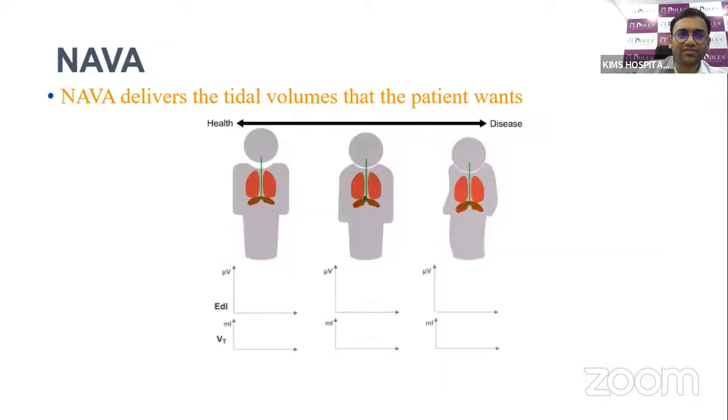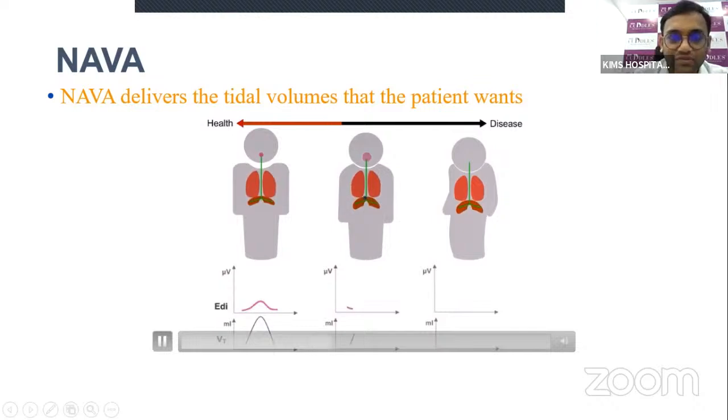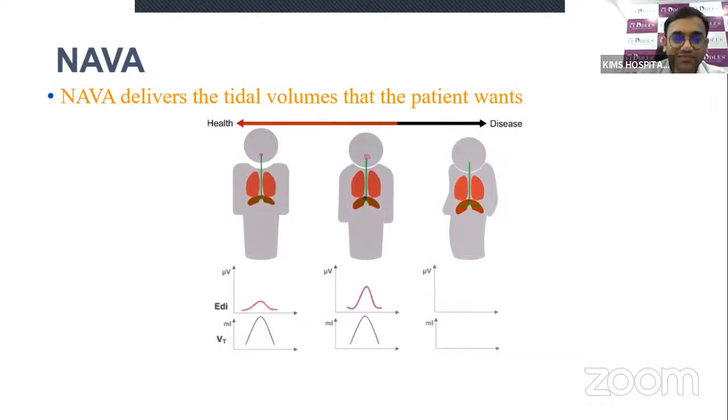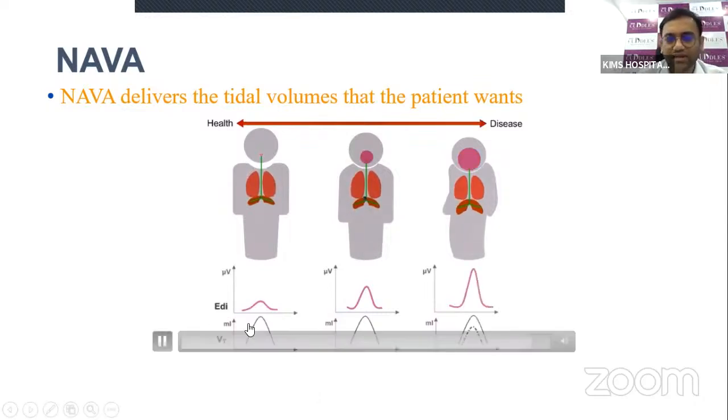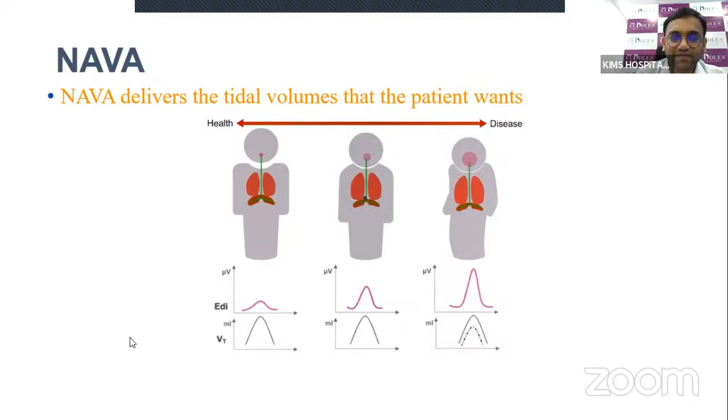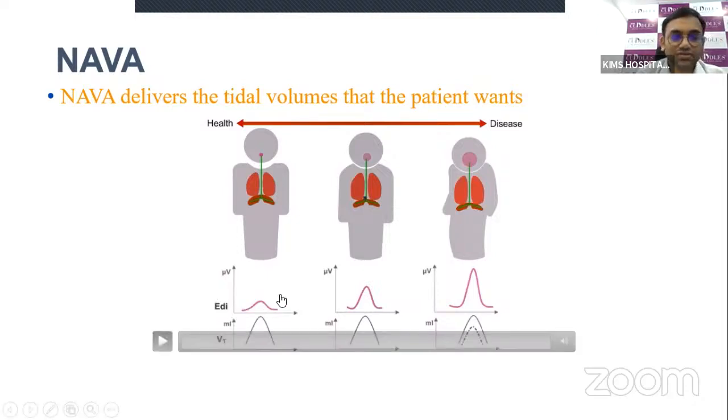So NAVA delivers the tidal volume that the patient wants. Suppose in the case of a healthy baby, we want to deliver a proper tidal volume. Suppose this baby wants a tidal volume of 5 ml. So this 5 ml tidal volume will be provided every time. In a healthy baby, the muscles will be in a good state and the lungs will be in a good state. So your brain would need only a normal kind of impulse, so you don't have a very high signal intensity here.